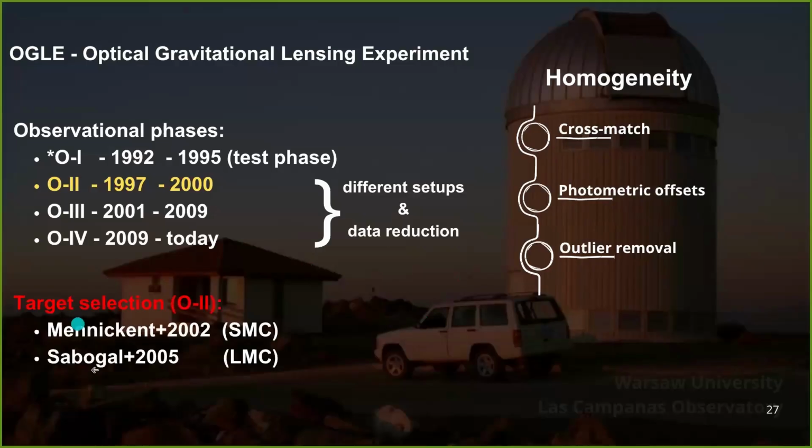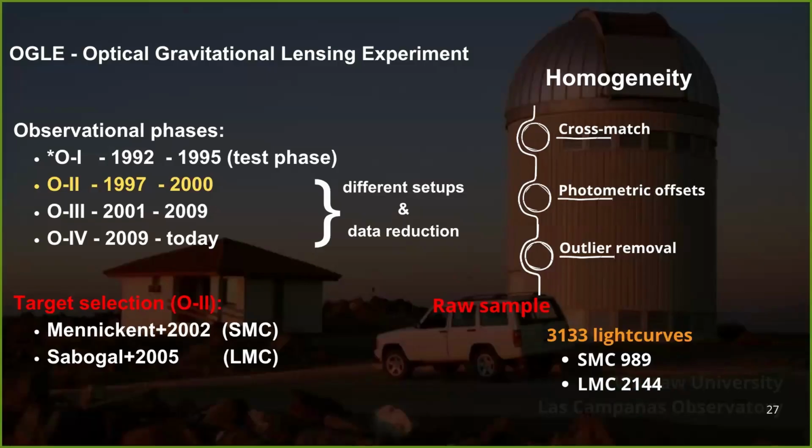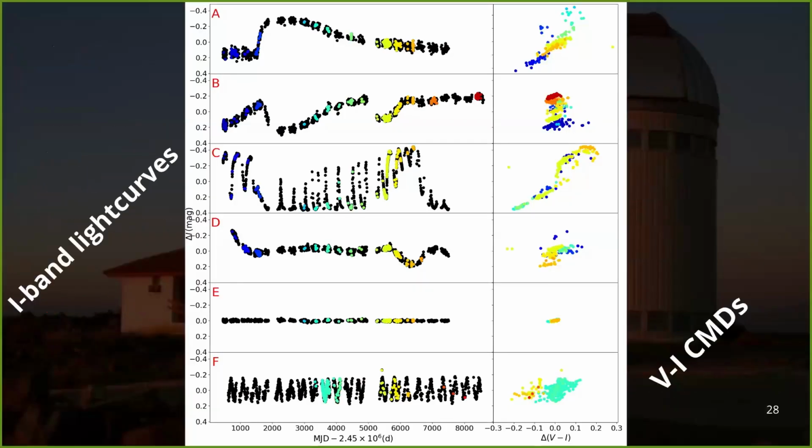Our sample was selected by Mennickent and Sabogal. This is what we call the raw sample. It is composed of more than 3,000 light curves from LMC and SMC. 2/3 of it comes from the LMC, since it's larger. And our light curves cover almost 20 years of data. So it's a very impressive data pool we have at our disposition.